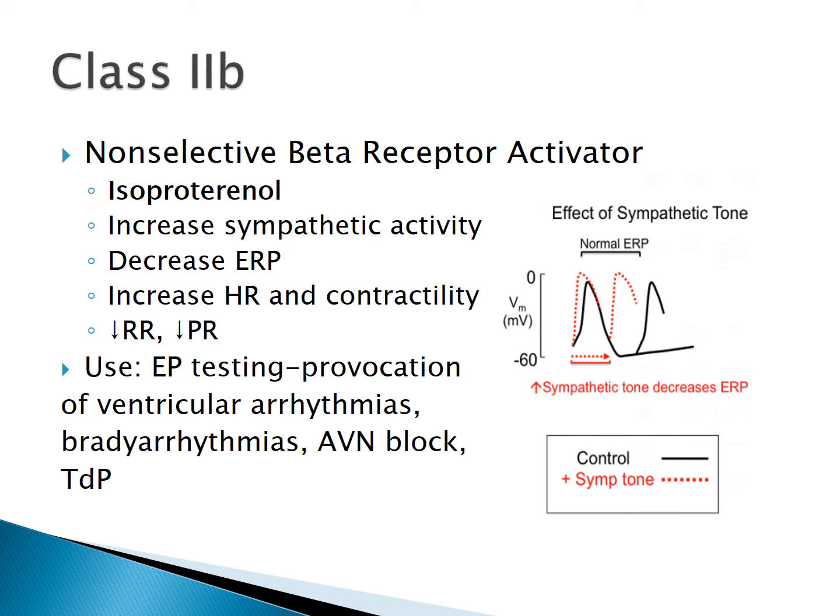Isoproterenol is used in the EP lab to provoke ventricular arrhythmias. It can increase heart rate for bradyarrhythmias and reverse AV node block and torsades de pointes.